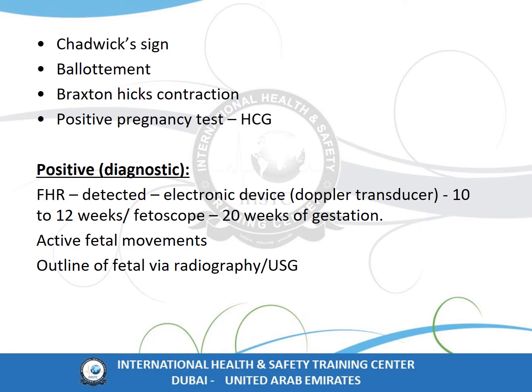Now, the positive signs or the diagnostic signs of pregnancy include the fetal heart rate detected by an electronic device, that is a Doppler transducer, at 10 to 12 weeks, and by a non-electronic device, that is a fetoscope, at about 20 weeks of gestation. Active fetal movements palpable by the examiner, or outline of the fetus via radiography or ultrasonography are the diagnostic or positive signs of pregnancy.